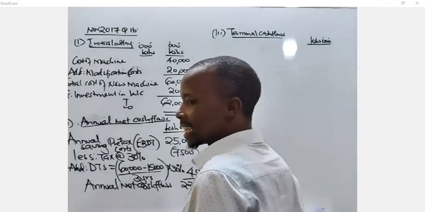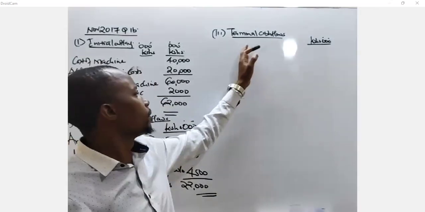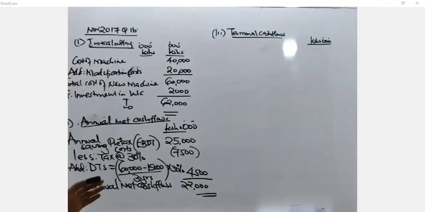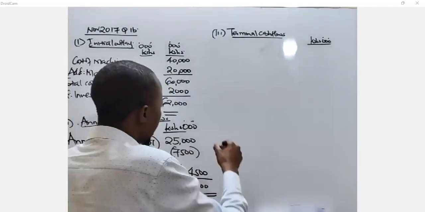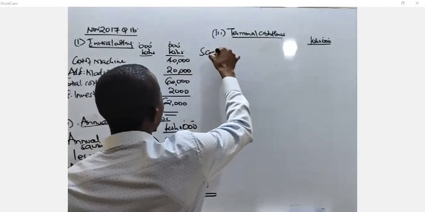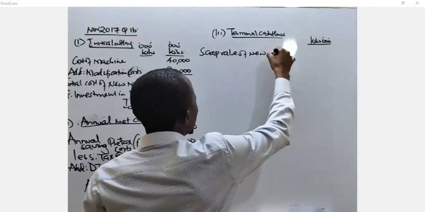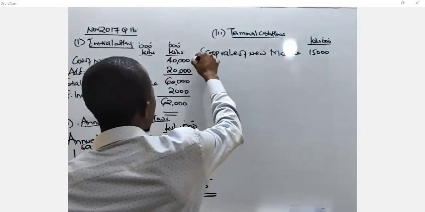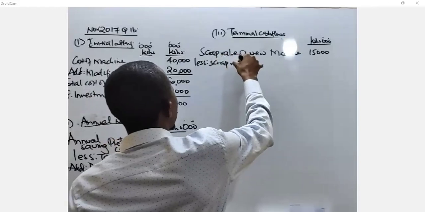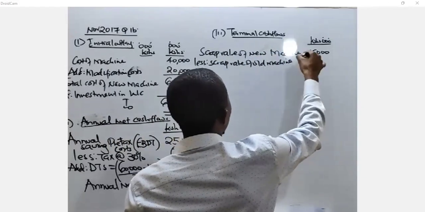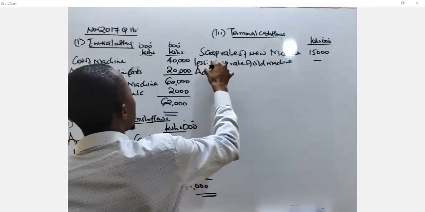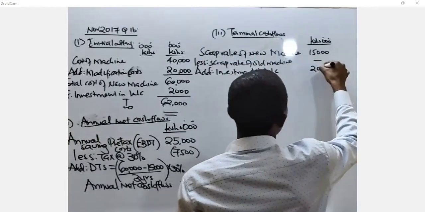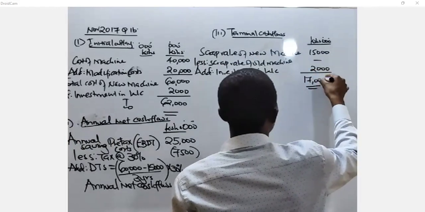The terminal cash flows means it is another source of income to the organization. For example, you might be disposing of the machine at the end of its useful life. So we take the scrap value of the new machine, which is 15,000. Then we less the scrap value of the old machine in case of replacement. We shall do a question regarding that. Then we add investment in working capital, which is 2,000. This gets around 17,000 there.